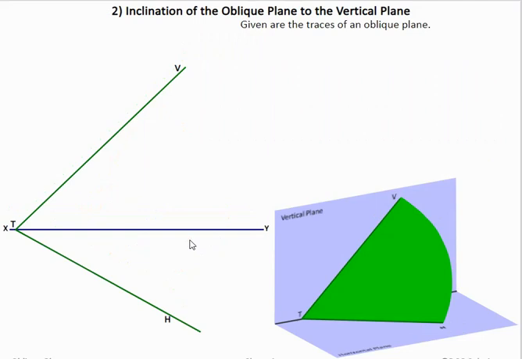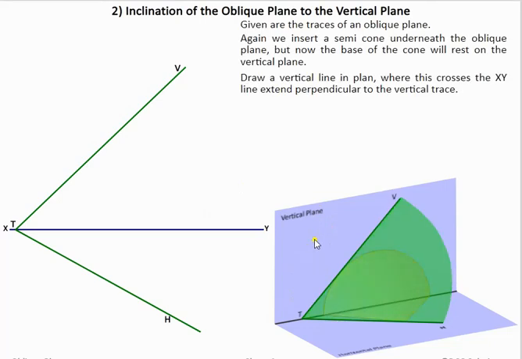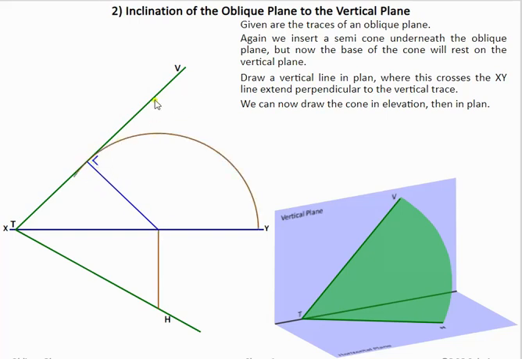Now if we want to look at the angle in which this oblique plane makes with the vertical plane, it's something similar. The only difference in this case is we're going to draw in a cone, this time with the base of the cone facing the vertical wall here. So we take this brown line anywhere again, this time from here 90 degrees to the VT, then we draw our circle or base of our cone, and then we draw the sides of our cone now in plan.